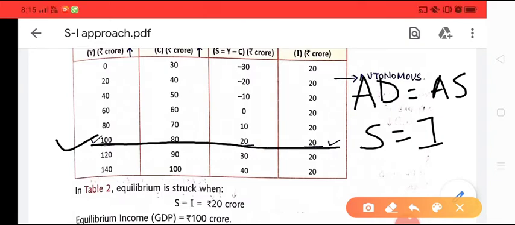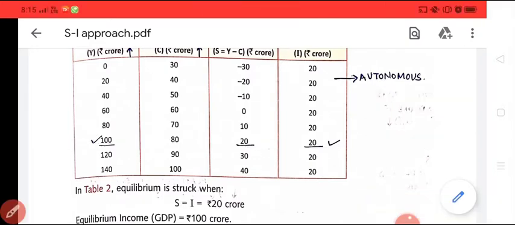Now in exams, a question may come in this form. You may be asked to identify the level of equilibrium. So you should remember both the approaches: S is equal to I and AD is equal to AS.